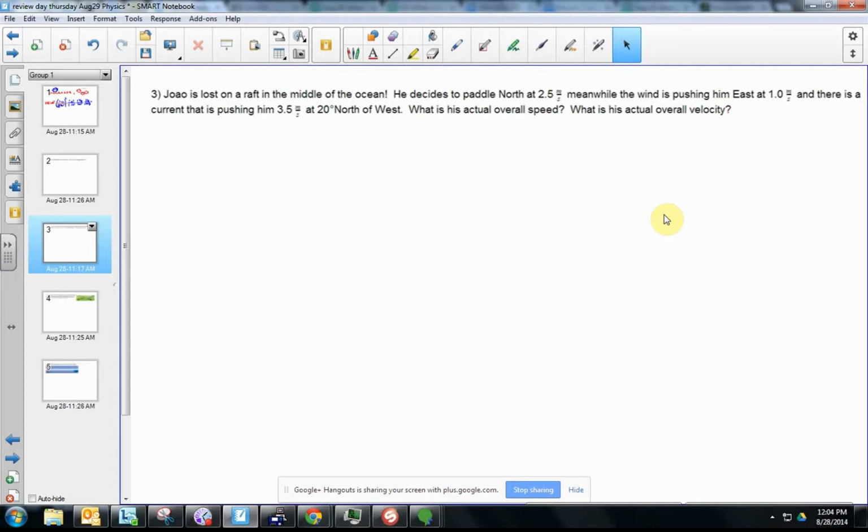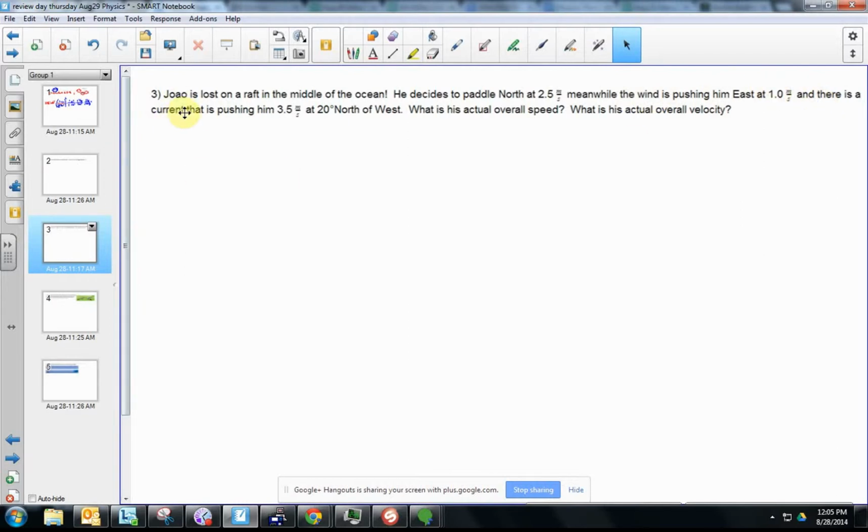All right, so this is live class. We're doing the raft problem for vector addition. We've got three different vectors. We have a raft out in the middle of the ocean, and Joao is lost on this raft. He decides he wants to go north, so he's paddling north at 2.5 meters per second. Meanwhile, the wind is pushing him east at 1 meter per second.